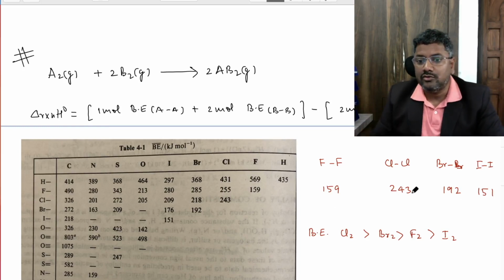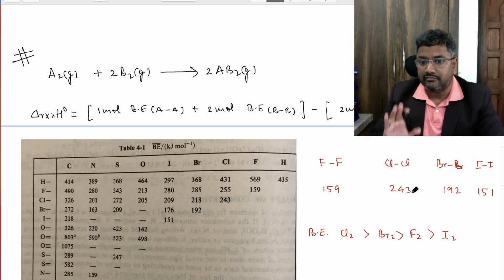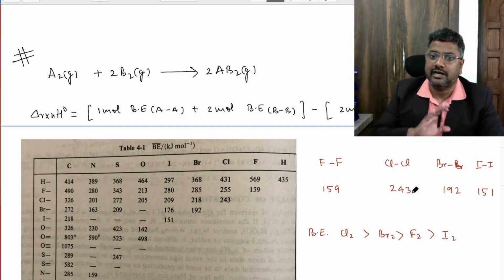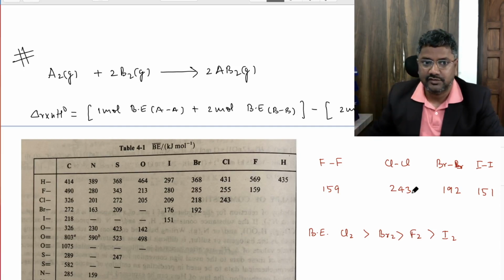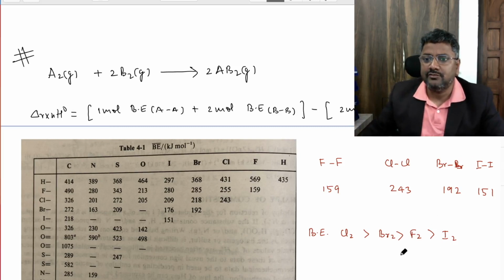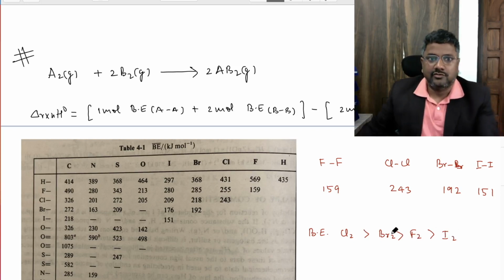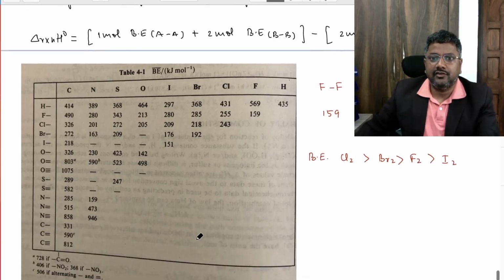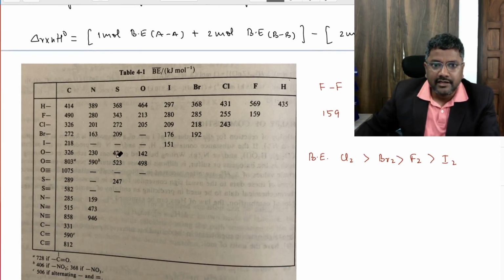So homonuclear diatomic molecules, the highest bond energy is for HH, not for any other, right? And you can see, bond energy means if you want to cleave the chlorine, bromine, iodine, fluorine, so highest bond energy is required for chlorine and lowest for what? Iodine, right? So this is the bond energy data in kilojoules per mole, and here A, B, C, some references are there.